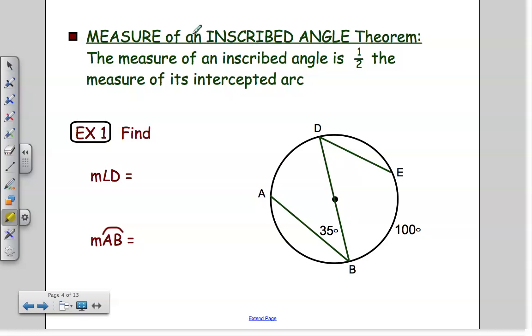The measure of an inscribed angle theorem says the measure of an inscribed angle is half the measure of its intercepted arc. So that's our important statement that we're using for everything today. An inscribed angle, remember, if the vertex is on the circle, that angle is half the measure of its intercepted arc.